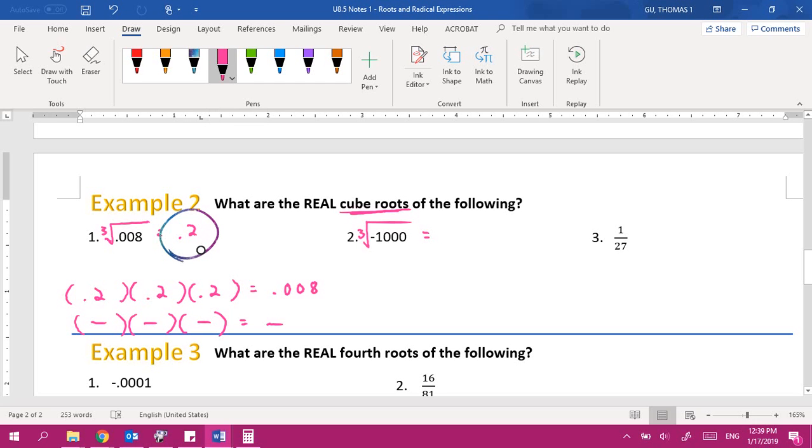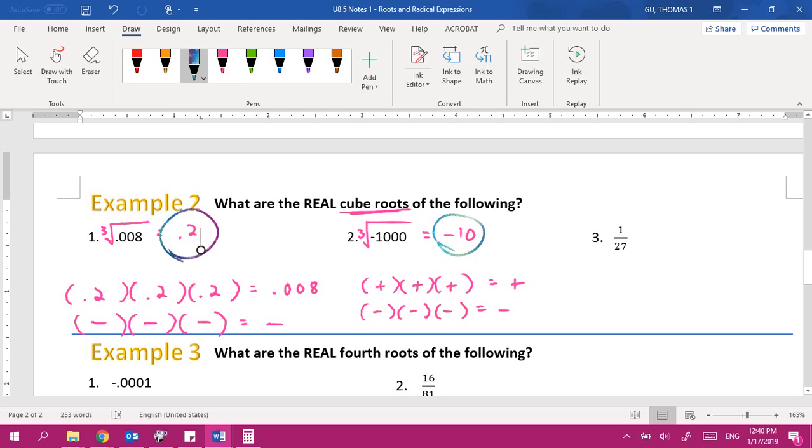Positive 10 times positive 10 times positive 10 is negative? What's a positive times a positive times a positive? Is there a negative in here? No. So we need the negative. Negative times negative, it'll be 10 times 10, that'll be positive. So it has to be a negative number times a negative 10 will be negative. Exactly, which means it's negative 10. Negative 10 times negative 10 is 100, and then 100 times negative 10 is negative 1,000.